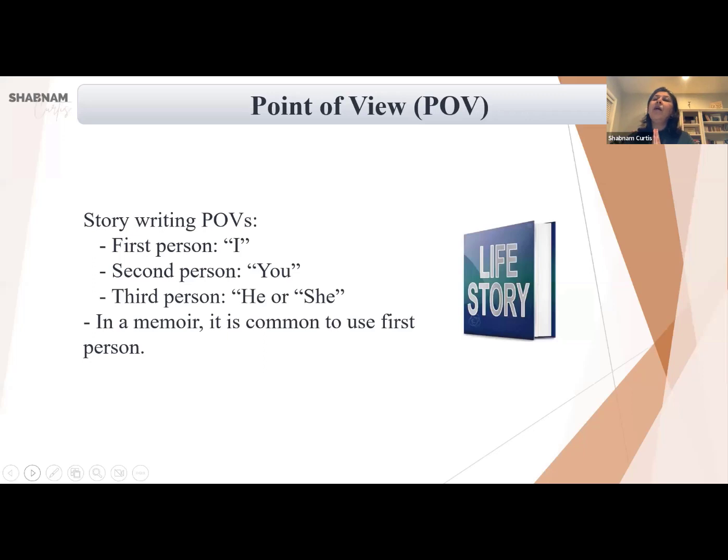Now, I also have people who write it in third person, even though it's about me. Instead of saying I was born in Iran, I say Shabnam was born in Iran. She was born in the family of.